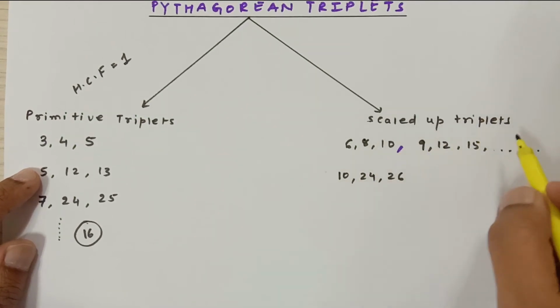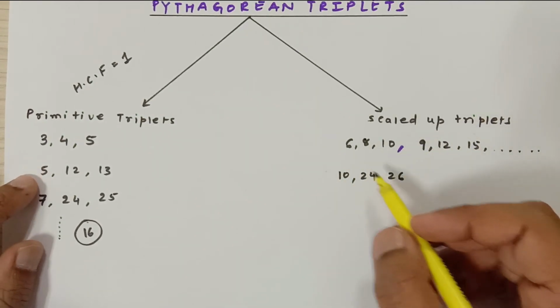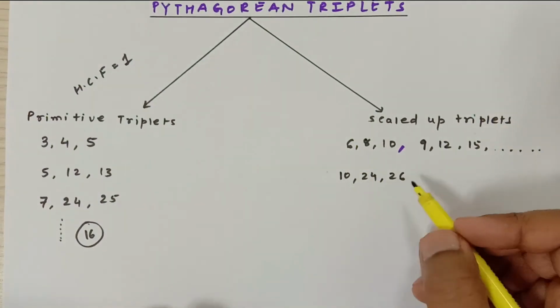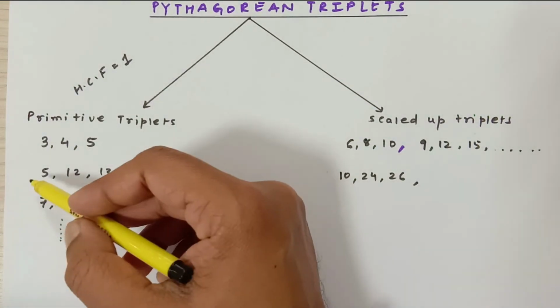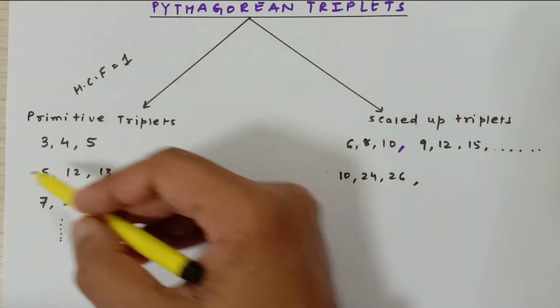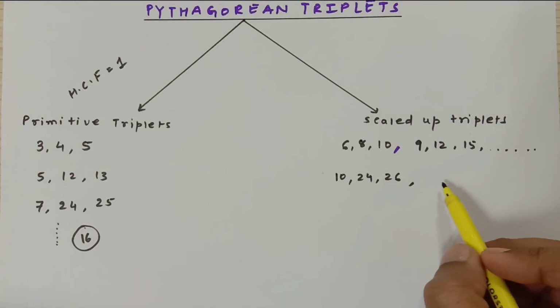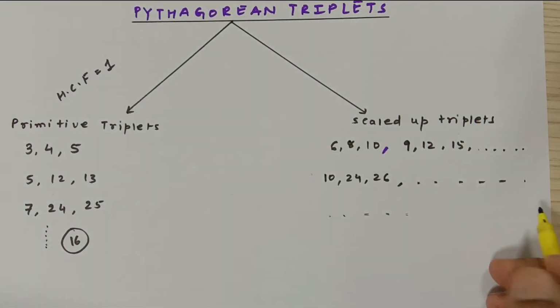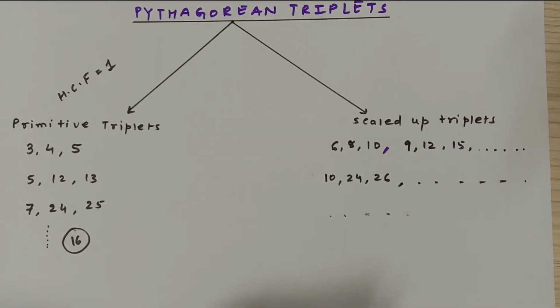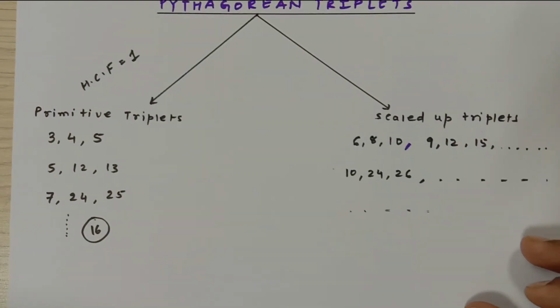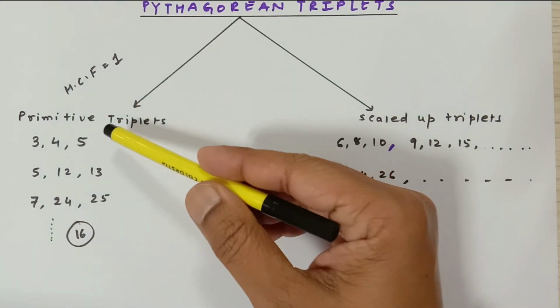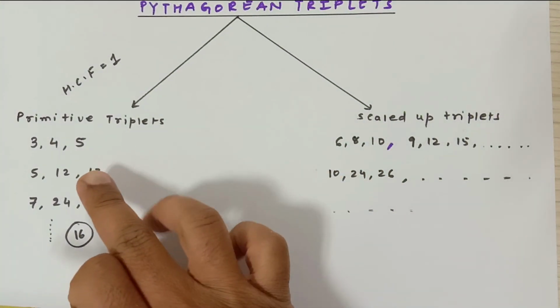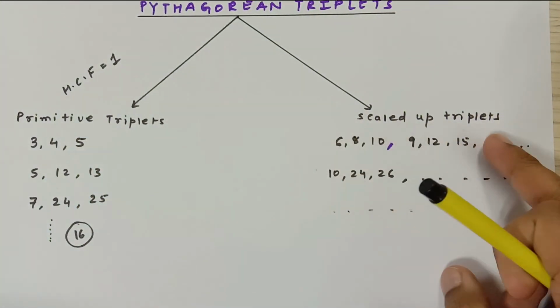But guys, if you look carefully, the scaled up triplets will have HCF 1 and some other number also. These are not co-prime. In the same way, if I multiply this by 3, I'll get another triplet. Multiply by 4, I'll again get an infinite number of triplets. So there are a total of 16 primitive triplets, and you can have an infinite number of their own scaled up triplets.